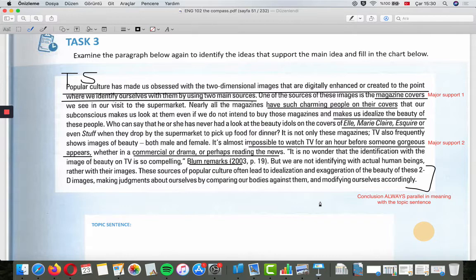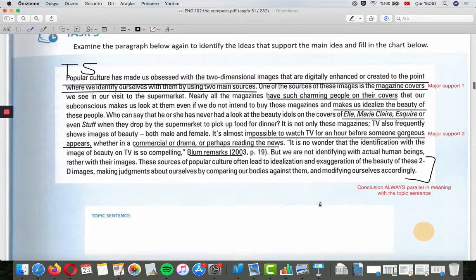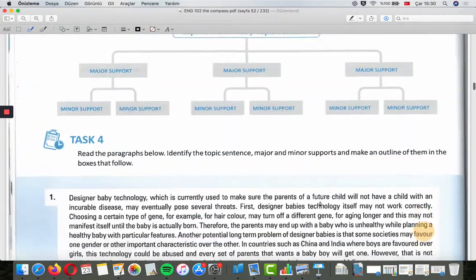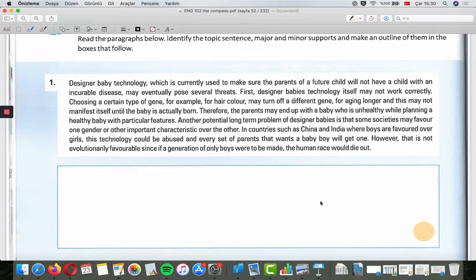Okay, let's do one more, and then we will move on. Let's go to page 44 here. Let's look at the first one, designer baby technology. You can stop the video, but I'm around, I'm here. You can also move on and go along with me. Please read the text and try to find the topic sentence, major supports, and some minor supports or examples if you can.